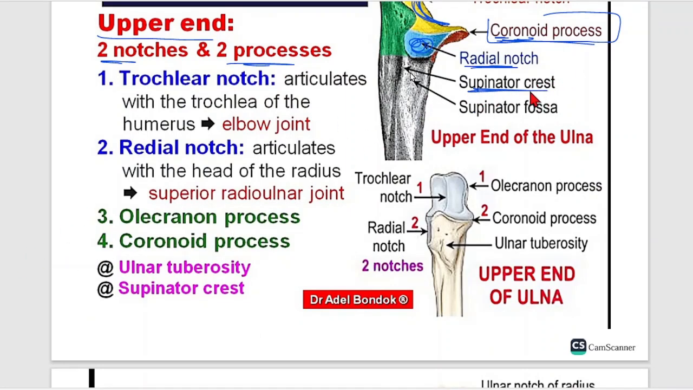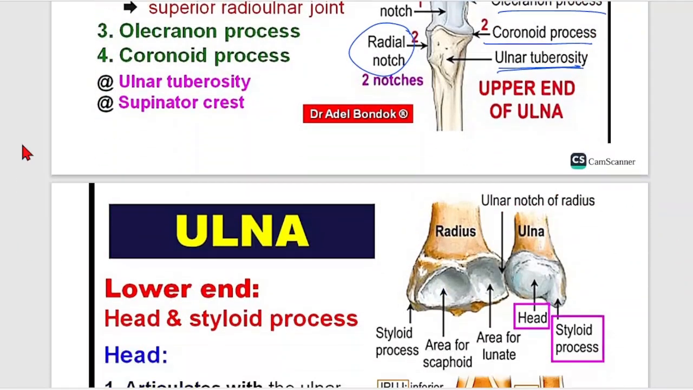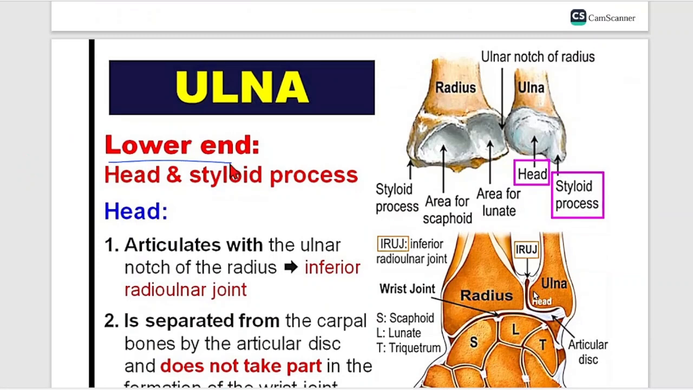Here is the supinator crest. Supinator crest means the supinator muscle is attached here. Now this is the radial notch, coronoid process, olecranon process, ulnar tuberosity. Now come to the lower end of the ulna. The lower end has one head and a styloid process.